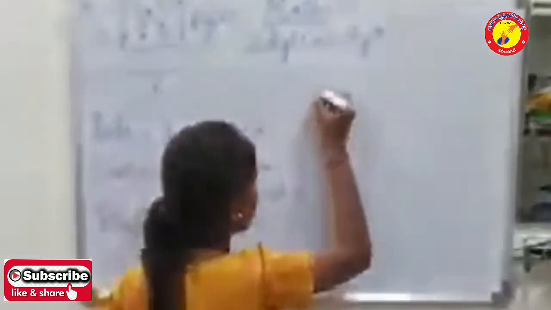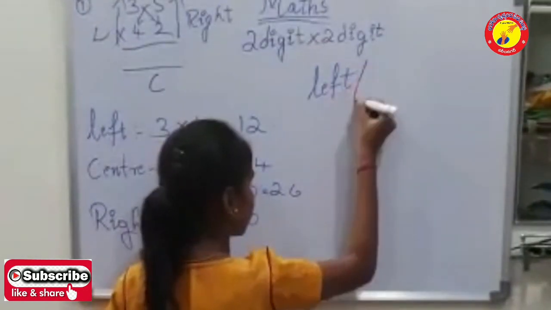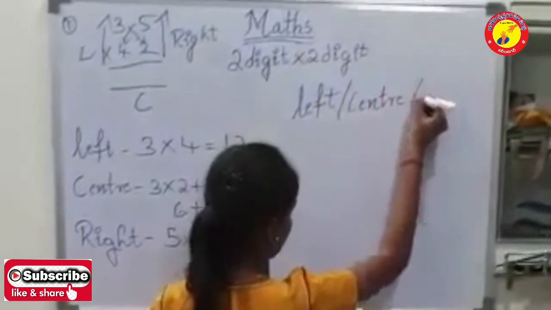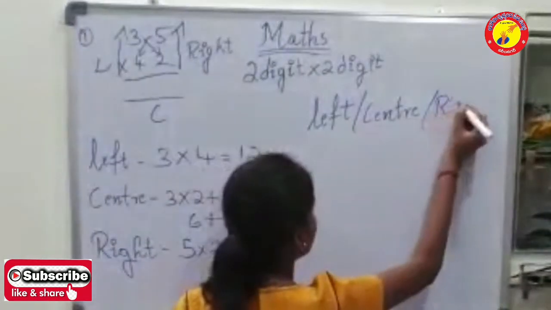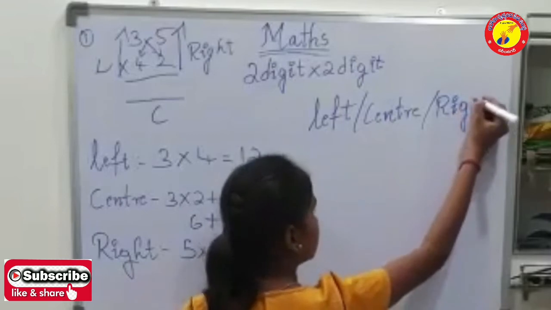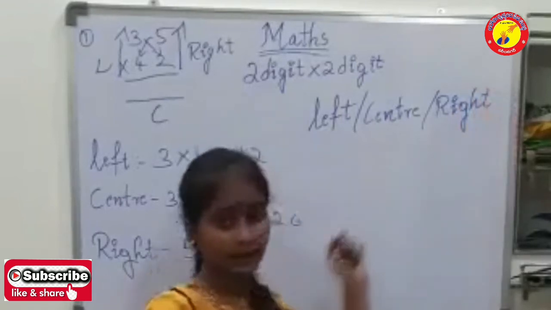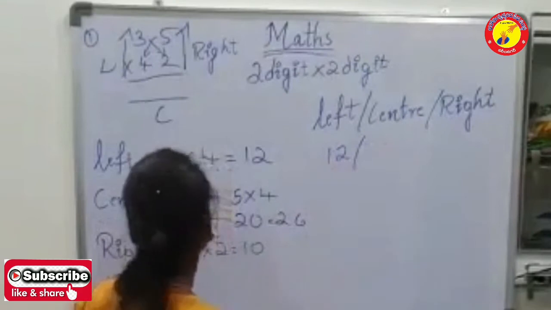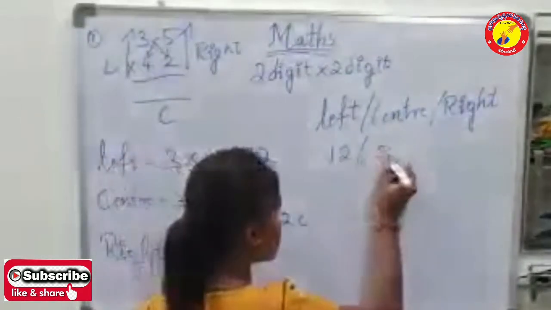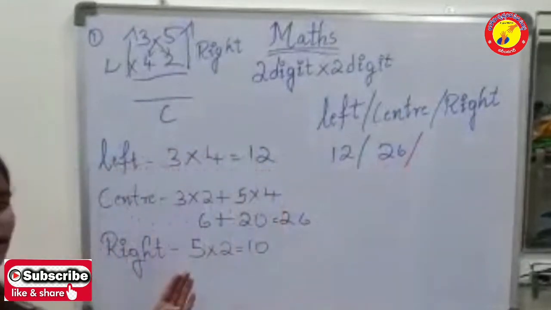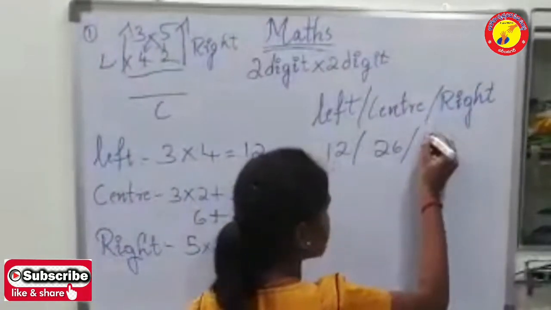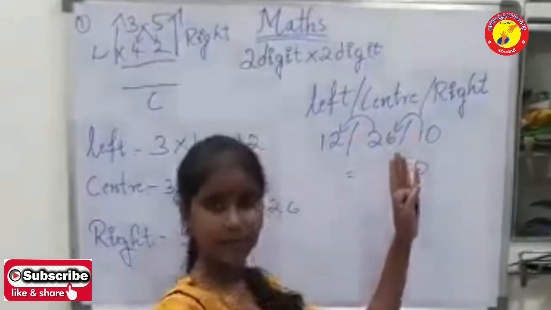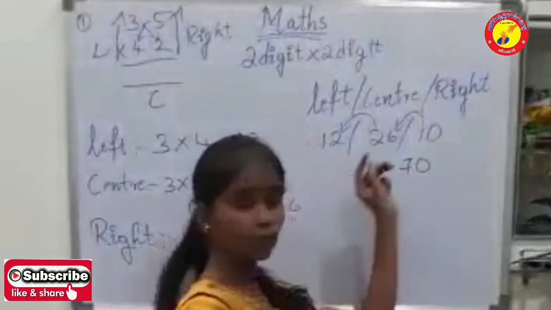Now, left part, center part, right part. Left part answer is 12. Center part is 26. Right part is 10. Borrowing. 0 here. 1 plus 6 is 7. 2 plus 2 is 4.